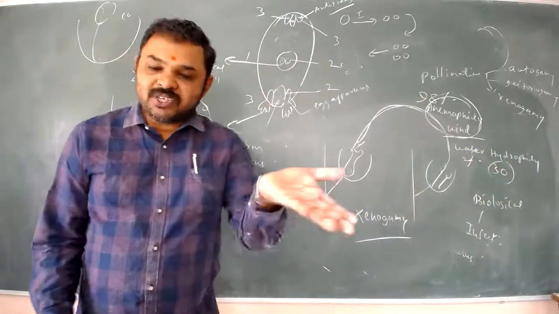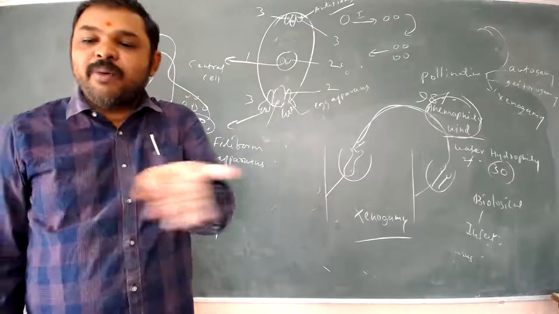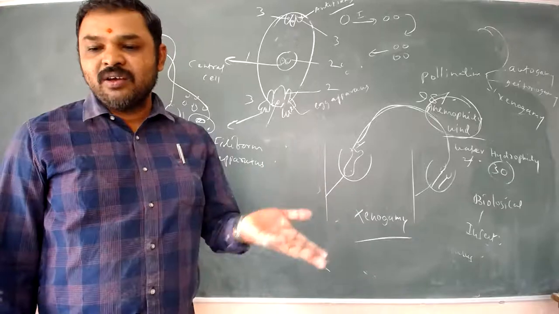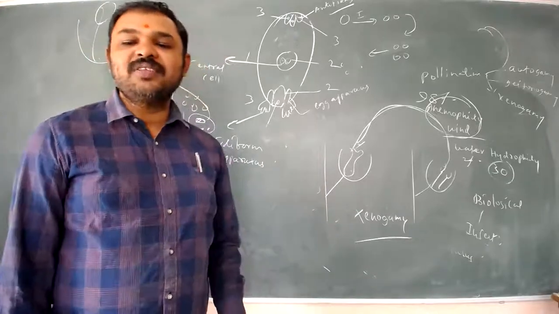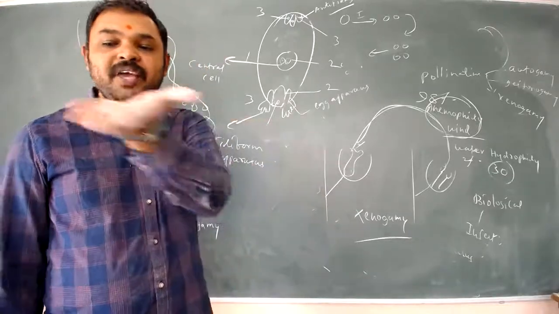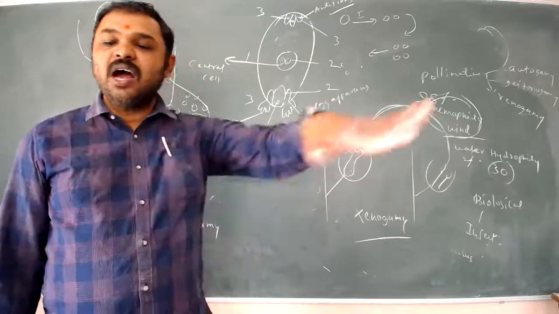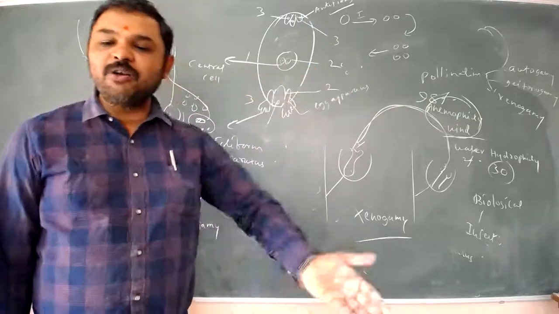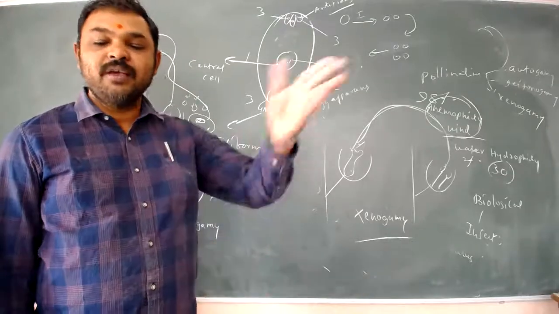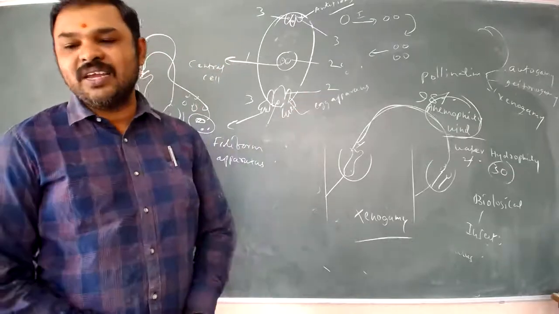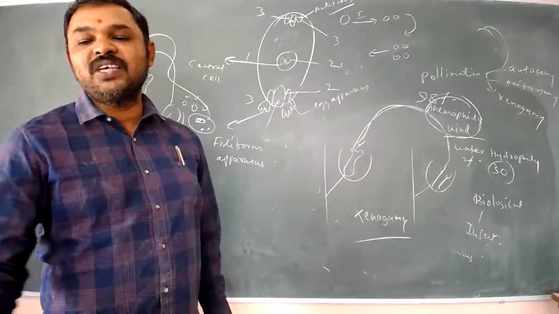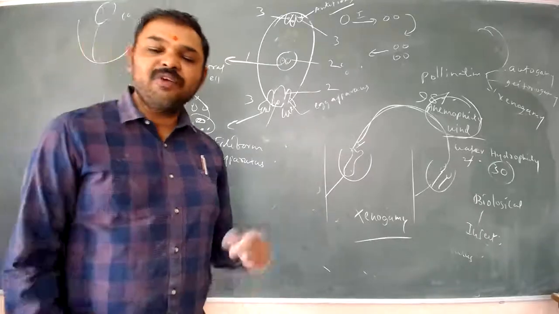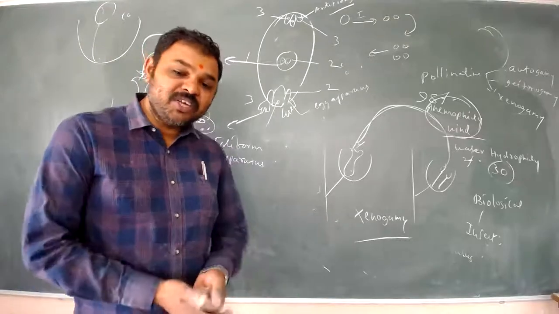Hydrophily means on the surface of water, pollination is done, epihydrophily. Beneath the water, pollination is hypohydrophily. Epihydrophily example, Vallisneria. Hypohydrophily example, sea grasses, Zostera. In sea grasses, hypohydrophily is there. But what are the adaptations?